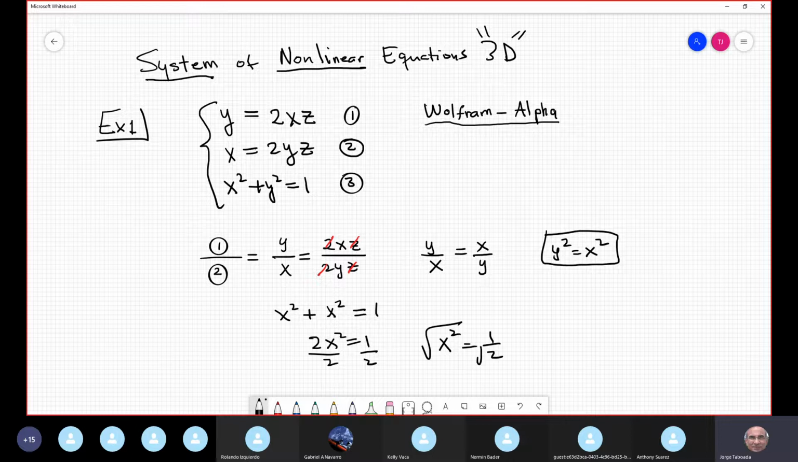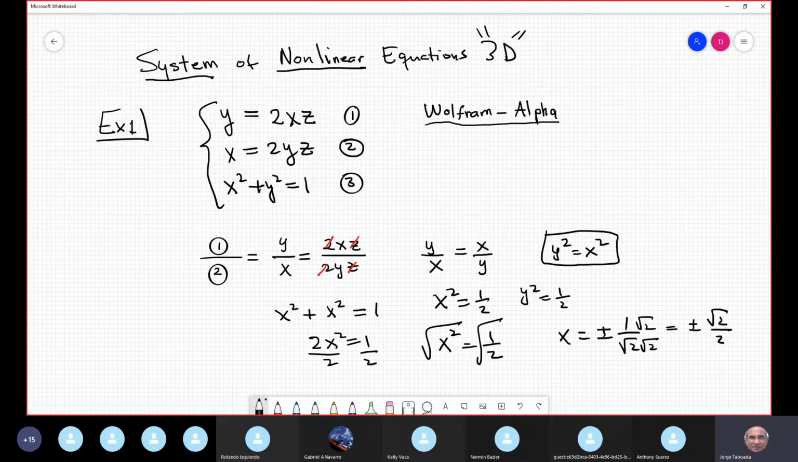Square root both sides. X is equal to plus or minus radical 2 over 2, no? Well, square root of 1 is 1, square root of 2 is radical 2, rationalize. Radical 2 is plus or minus radical 2 over 2. And this is the x value, no? And the y value, I suppose, is the same because x squared is 1/2. Look here. In that moment, x squared is equal to 1/2. And y squared is also 1/2 because x squared and y squared are the same. The only thing I need to find is the z value.